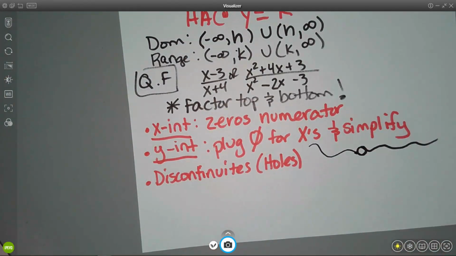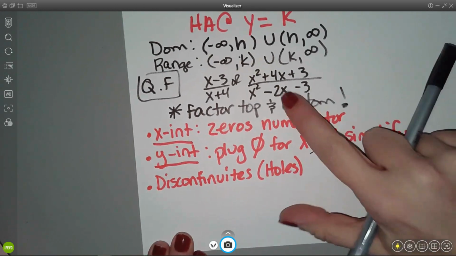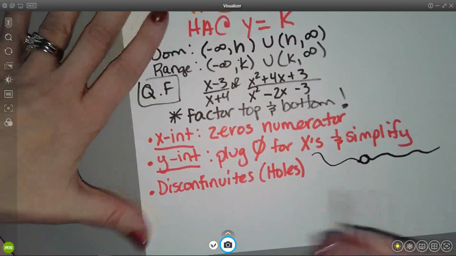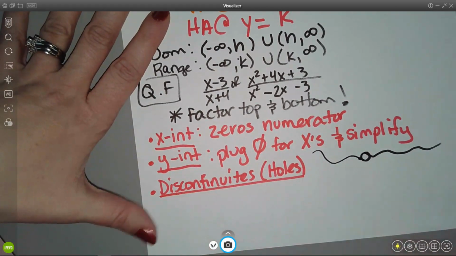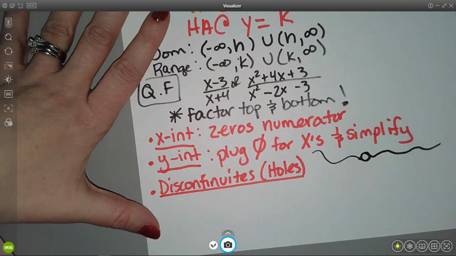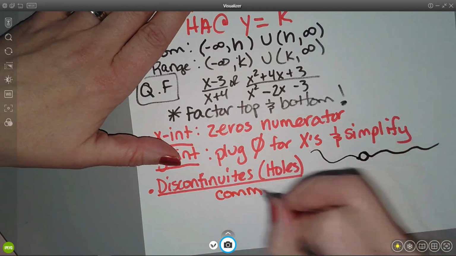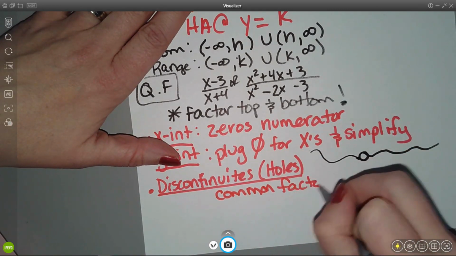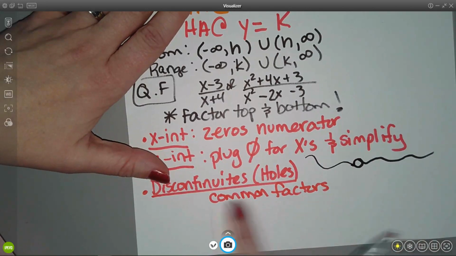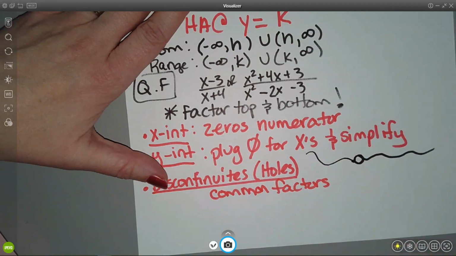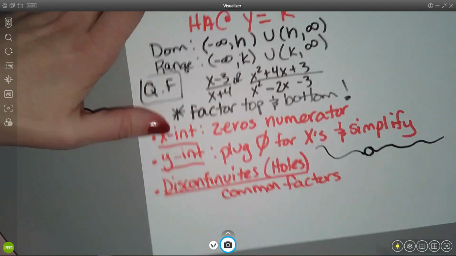Now, why can it not equal it? Well, remember how we factored the top and factored the bottom? Well, this is where we cross off what's in common. Our discontinuities, our holes, are the values that cancel out, that can be simplified. Okay. So again, those are the common factors that we simplified between the numerator and the denominator. Okay. And you'll see that in an example here. And again, they're there, but they're not because they simplified. Again, I'll do an example here in a minute.